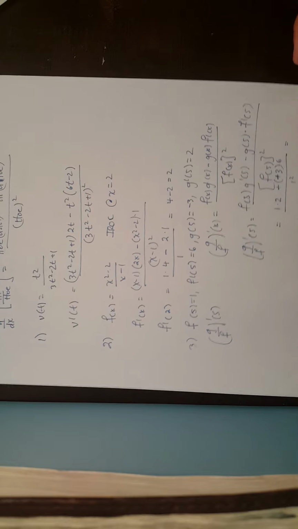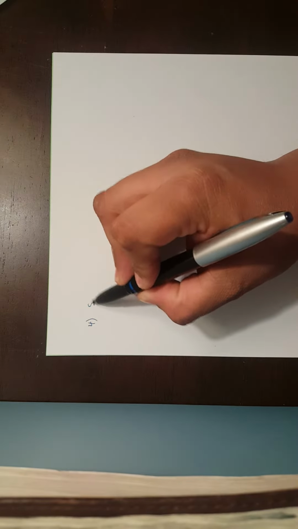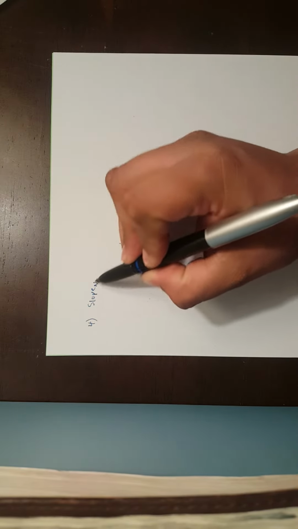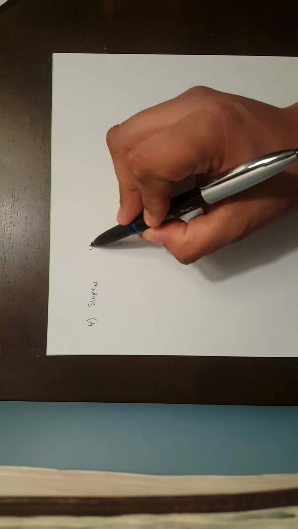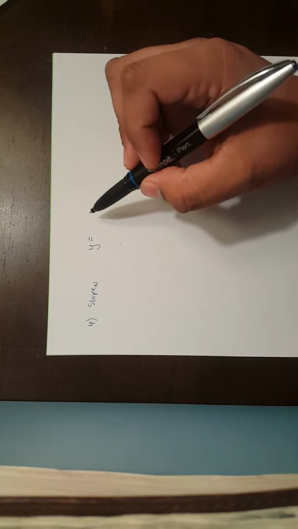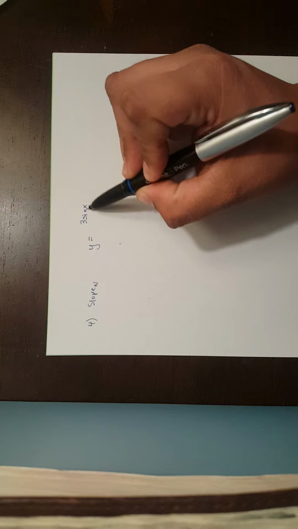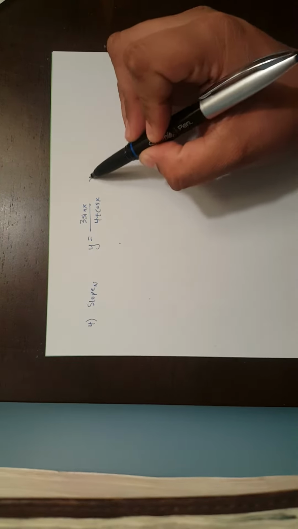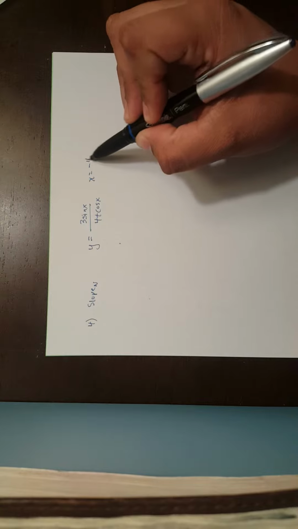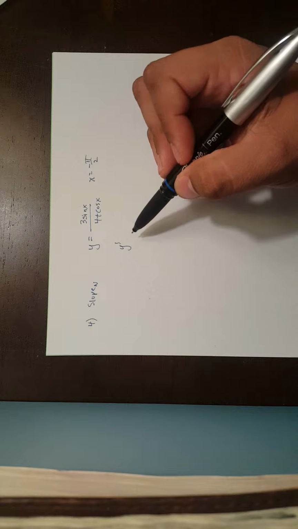The last one says find the slope of the normal line. For number 4, we want to find the slope of the normal, and I like to put the subscript so I remember that I need the normal slope. We want the slope of the normal line to the graph of 3 sine of x over 4 plus cosine of x, at x equals negative pi over 2. It's going to require the quotient rule.